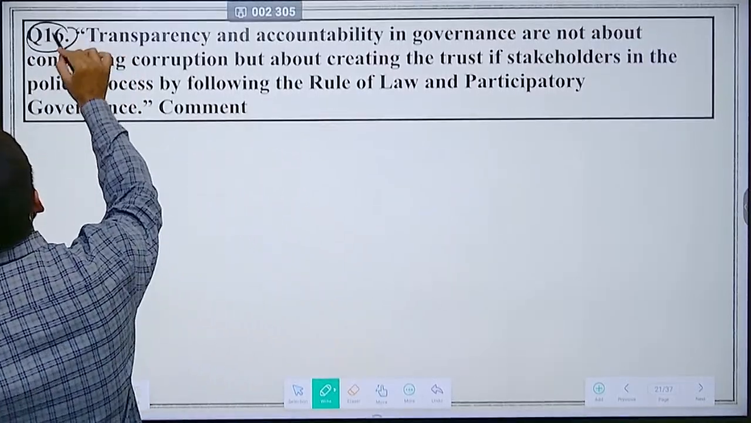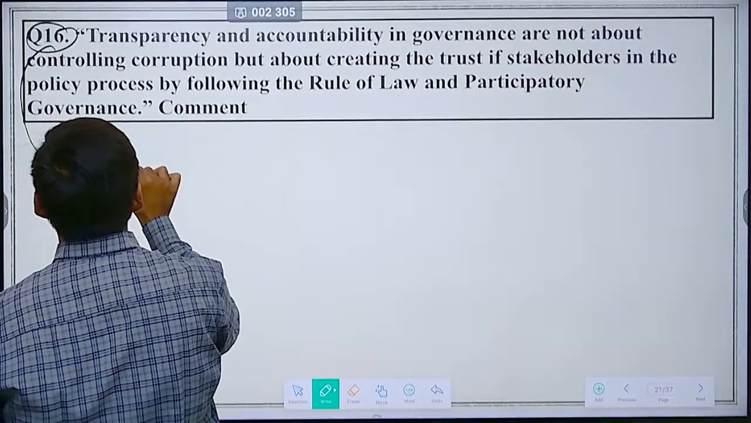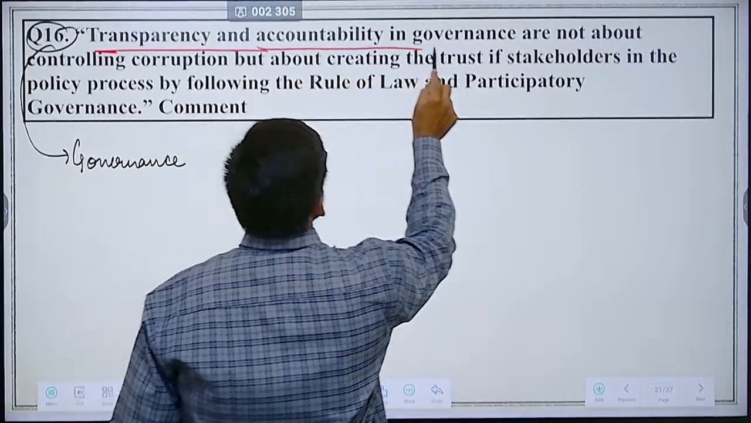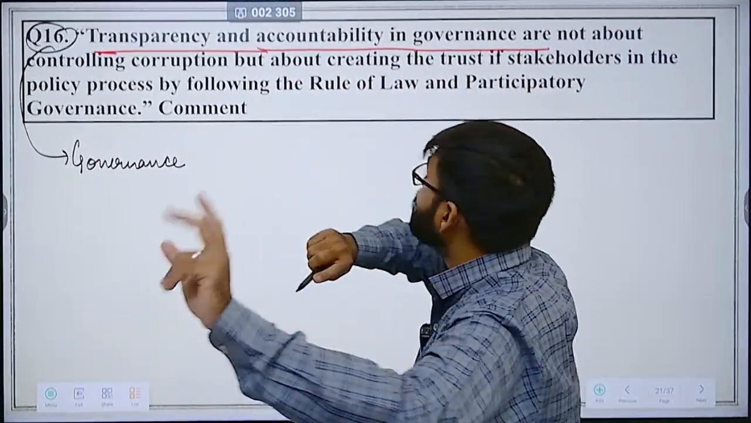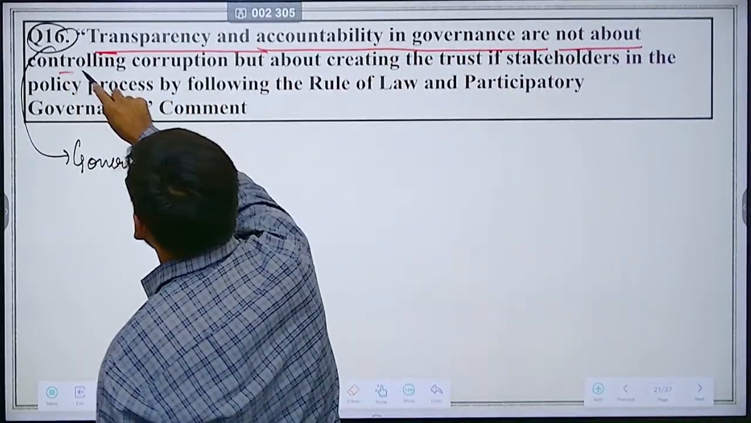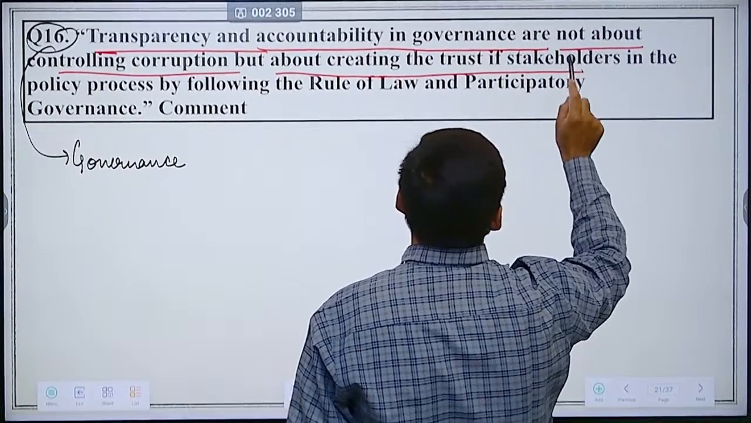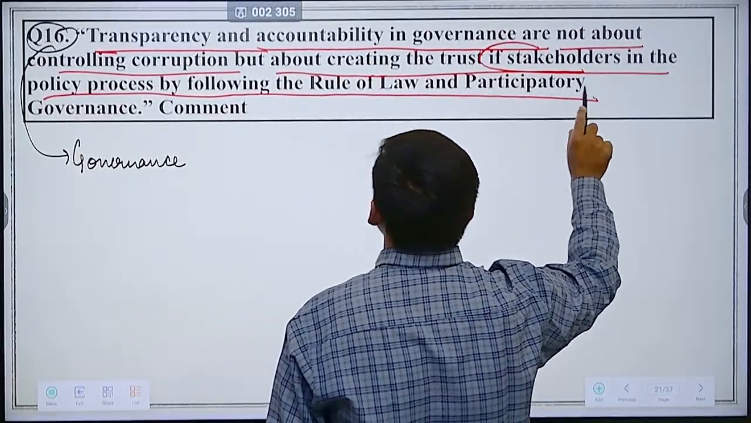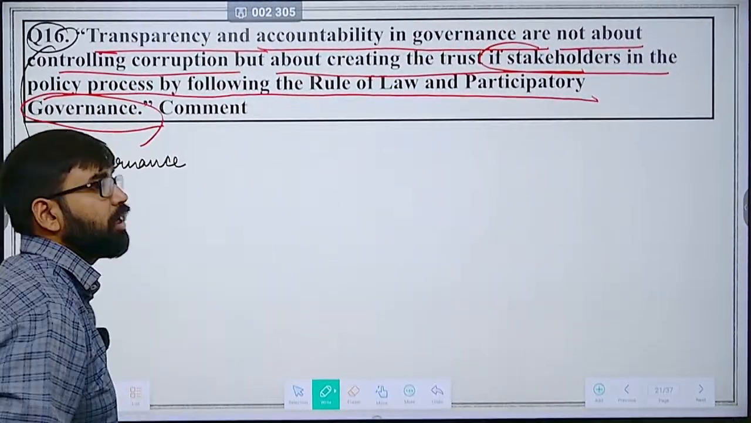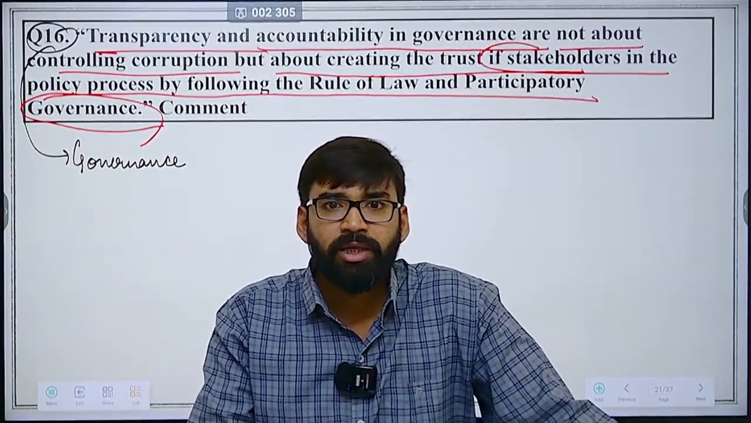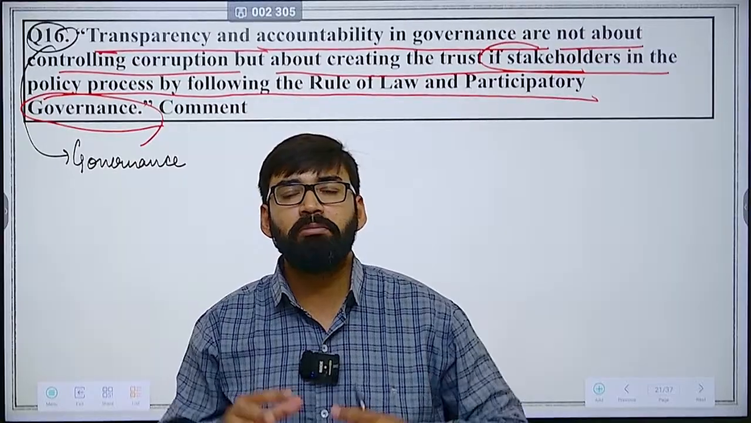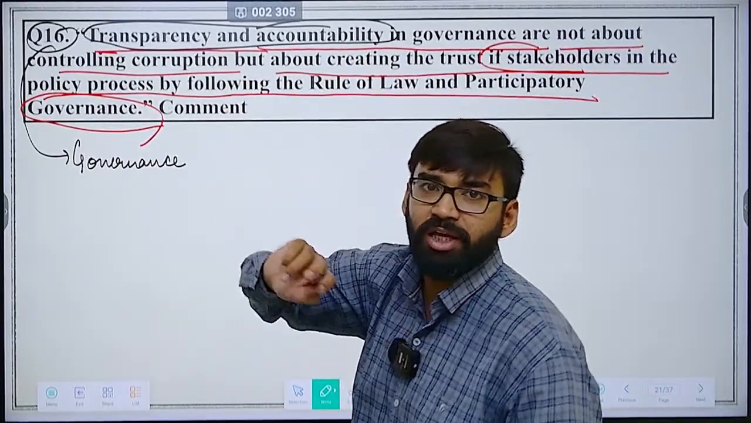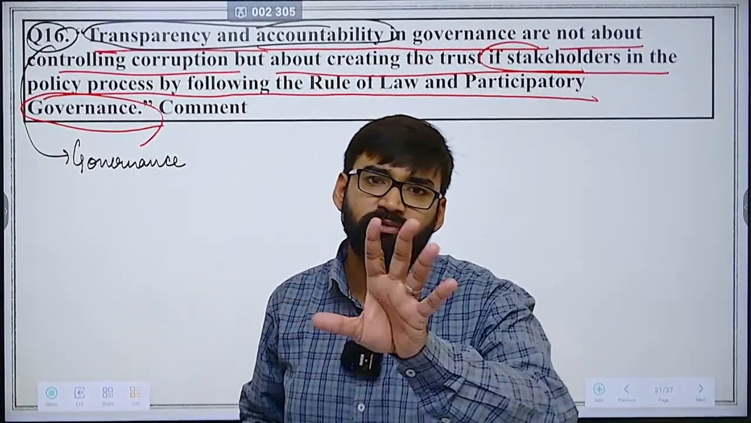This is something related to governance. Clear? Transparency and accountability in governance. Transparency and accountability, two terms are there. They are not about controlling corruption, but about creating trust in stakeholders in the policy process by following the rule of law and participatory governance. Wonderful question. Transparency and accountability in building stakeholder trust. These two keywords are favorites with respect to governance. Every year they ask one question from this topic.